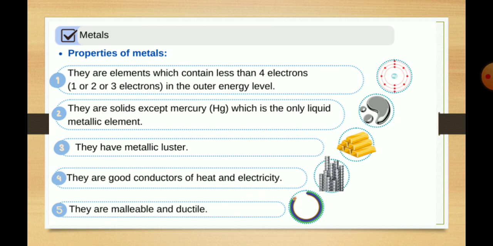First, we'll start with metals. The properties of metals. First one, they are elements which contain less than 4 electrons, 1 or 2 or 3 electrons in the outermost energy level. Number 2, they are solids except mercury, Hg, which is the only liquid metallic element. Number 3, they have metallic luster. And number 4, they are good conductors of heat and electricity. And finally, they are malleable and ductile.